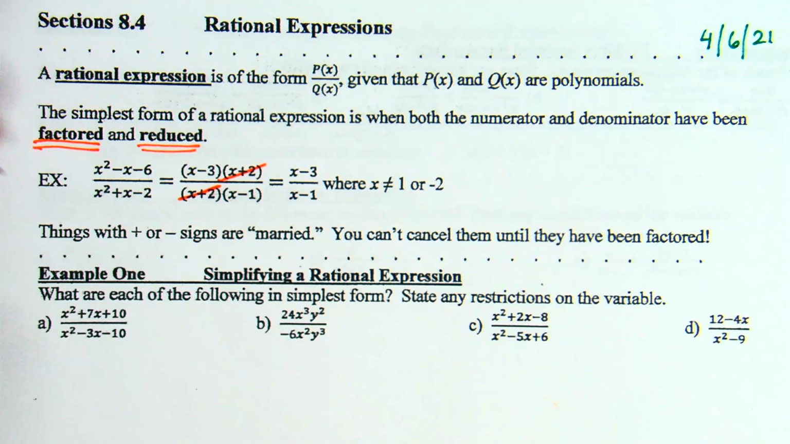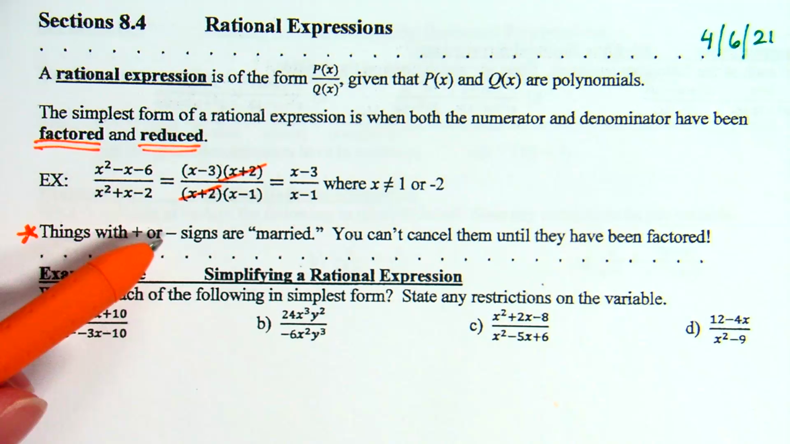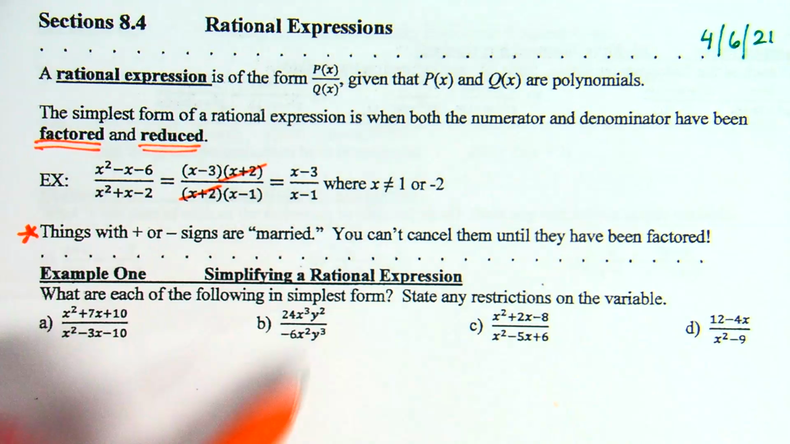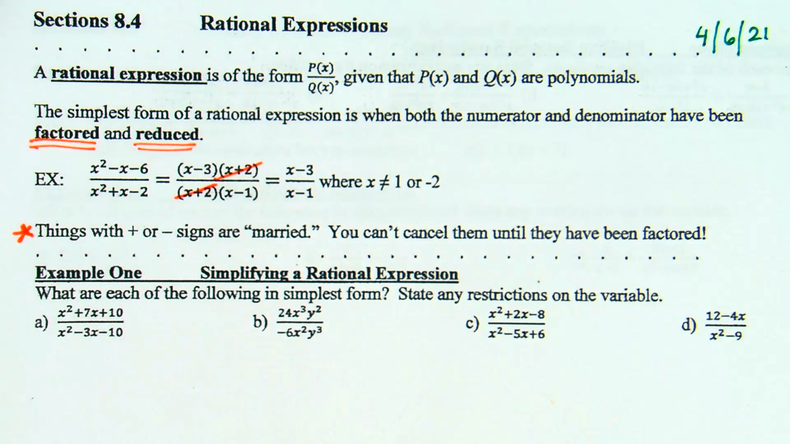I already said this, but it's here in writing. Things with plus or minus signs, right? Adding, subtracting signs. I use the term they're married. You can't cancel them until they have been factored. Okay, so we have to do that factoring. Product and sum factoring is going to be a big one, but we can also think GCF, sum or difference of squares. So we'll go over a bunch of factoring.